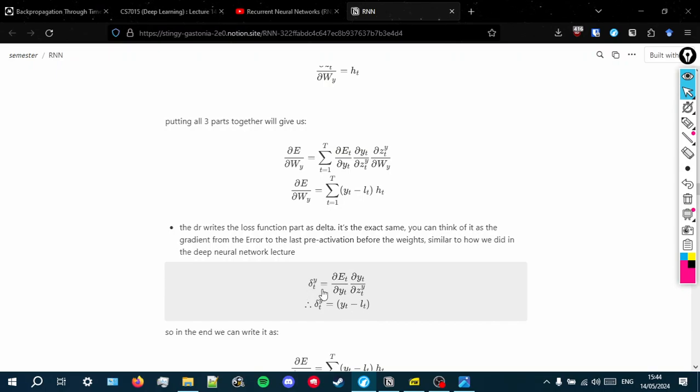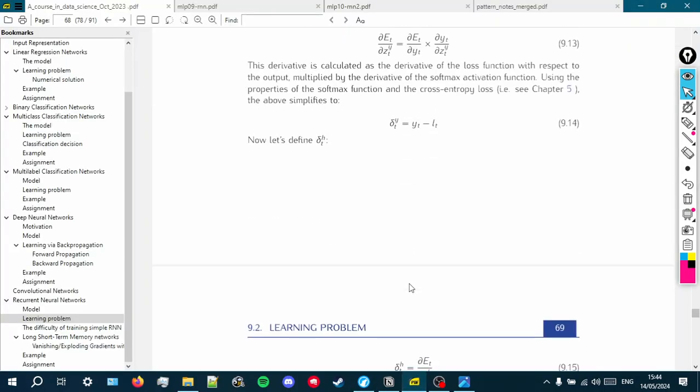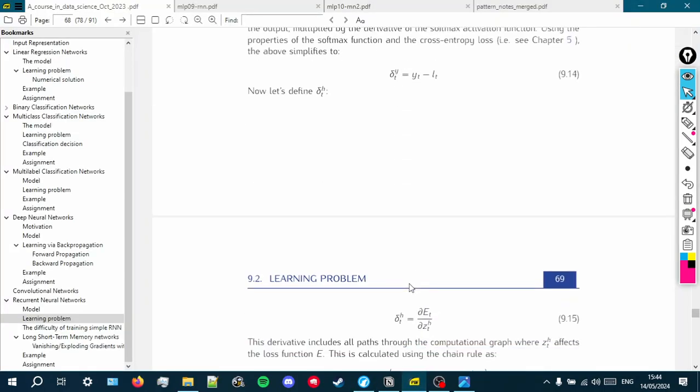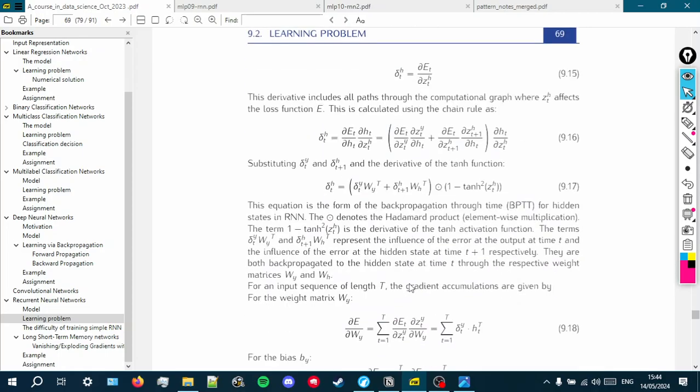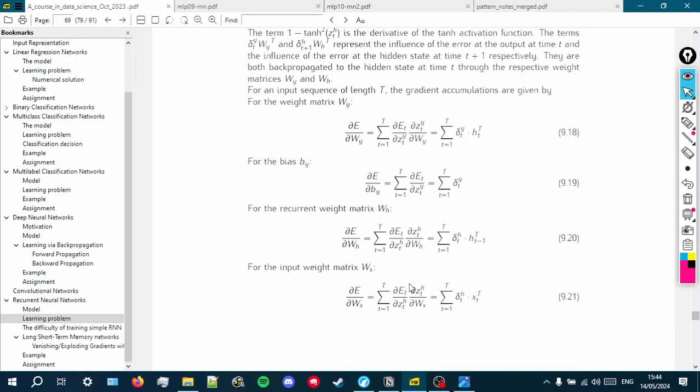So similar to the other lectures, delta y is just E over Z. Whatever Z that we are at, whatever pre-activation that we are at, it is going to be that total chain rule of that. And we've done that before in previous lectures. The doctor is doing that again in this lecture too. It's not necessarily to do it that way. We can just expand the chain rule as it is, and we'll get the same result in the end.